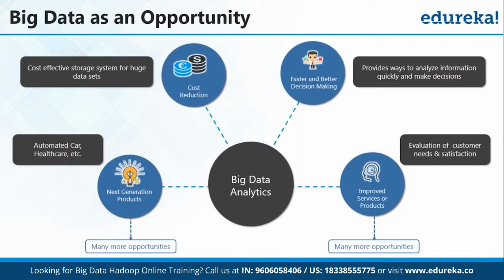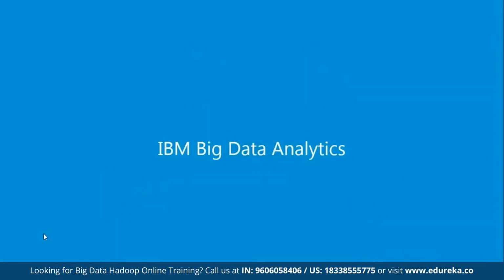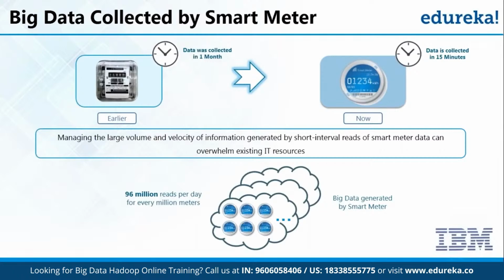Okay, so now let's move ahead and take a look at a case study by IBM, how they have used big data analytics to profit their company. If you have noticed, earlier the data collected from the meters in your home that measure the electricity consumed was sent after 1 month. But nowadays IBM came up with something called a smart meter, and that smart meter collects data every 15 minutes. Whatever energy you have consumed, it will send that data every 15 minutes. Because of it, big data was generated.